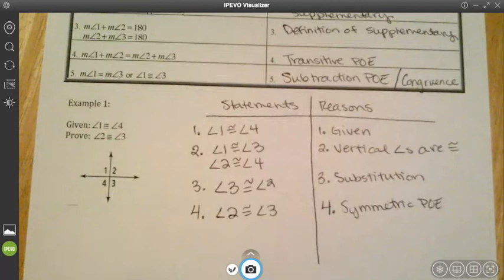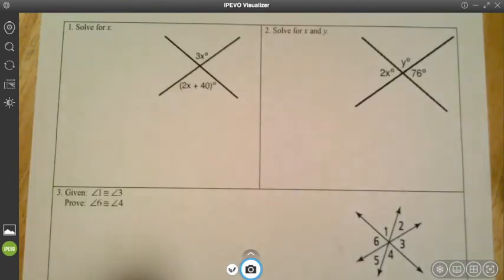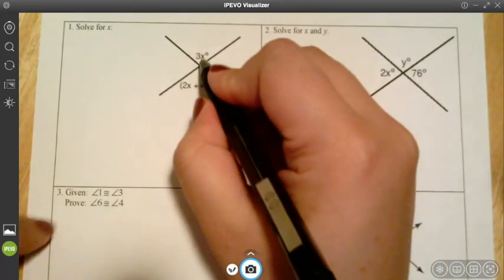Okay, let's take a look at our last page. On this one, we're first going to just write out the steps so that you can see you already know how to solve these, and then we're going to put them into a proof. Okay, so first, I'm going to just write out the steps.